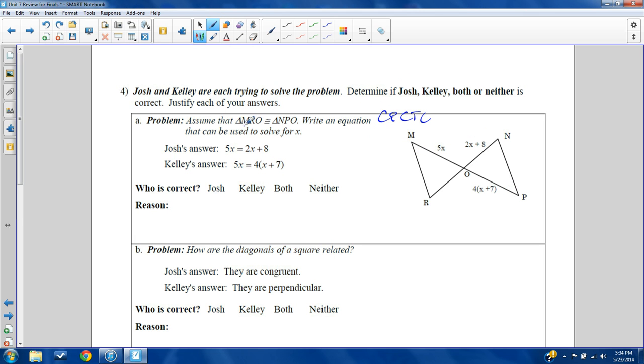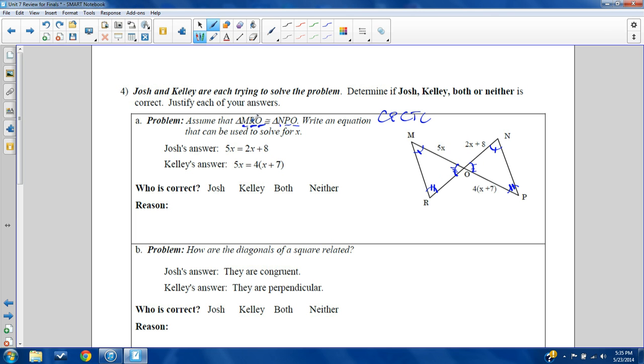Because M corresponds with N. Angle M in triangle MRO corresponds with angle N in triangle NPO. And in congruent triangles, the corresponding parts are congruent. So those two are congruent. R and P are congruent. Again, it might not look like it, but it's true. They told us that, so we must believe it. And O and O are congruent, if not for any reason other than their vertical angles. These guys have to be congruent.